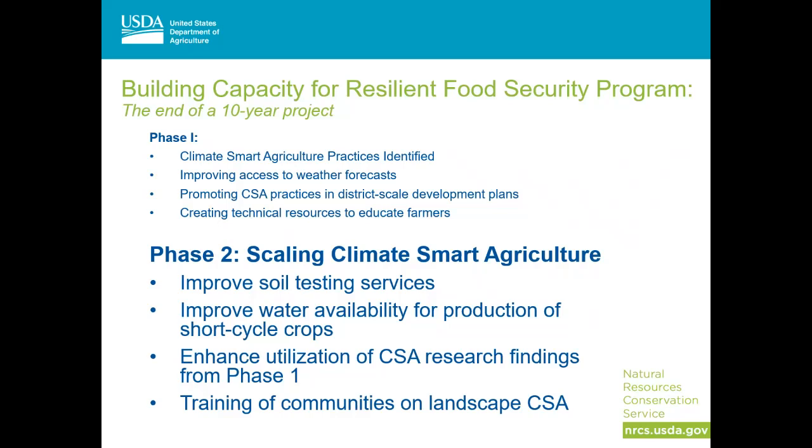We hopped in on phase 2, which is called Scaling Climate Smart Agriculture. Some of the main goals were to improve soil testing services, to improve water availability for production of short cycle crops, to enhance utilization of CSA research findings from phase 1, and training of communities on landscape CSA.